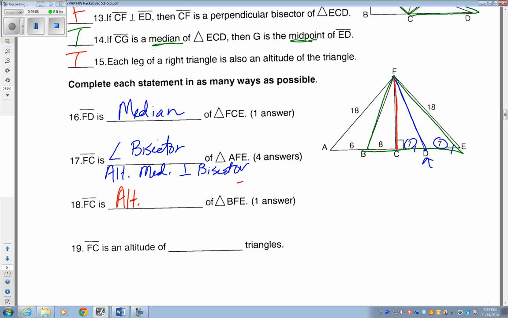I just abbreviated. So, you have problems that you need to start doing in your packet. They're on Edmodo. You have an exit ticket before you leave. You may use your notes. I would use the table.